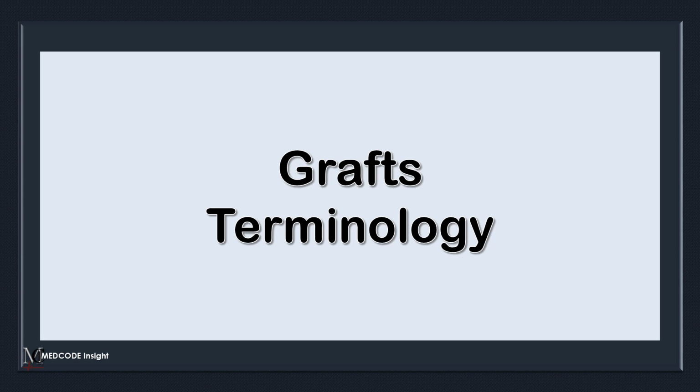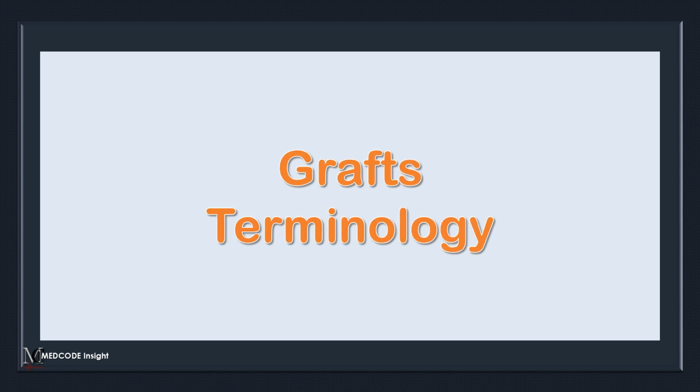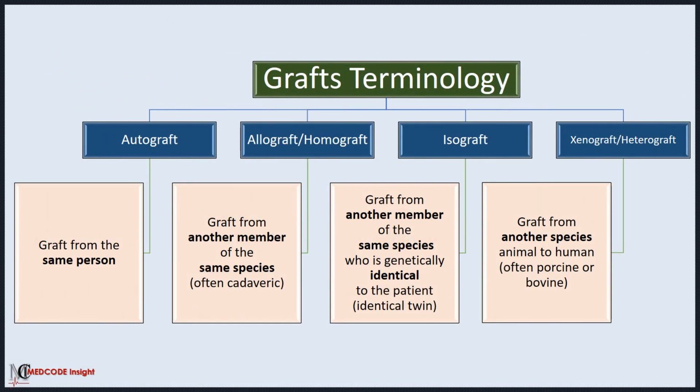So, where do they come from? Doctors have a few options. Let's explore some terminologies related to grafts. Here are some key terminologies you should know before coding for grafts. First one is autograft. In autograft, tissue is transplanted from one site to another within the same individual.